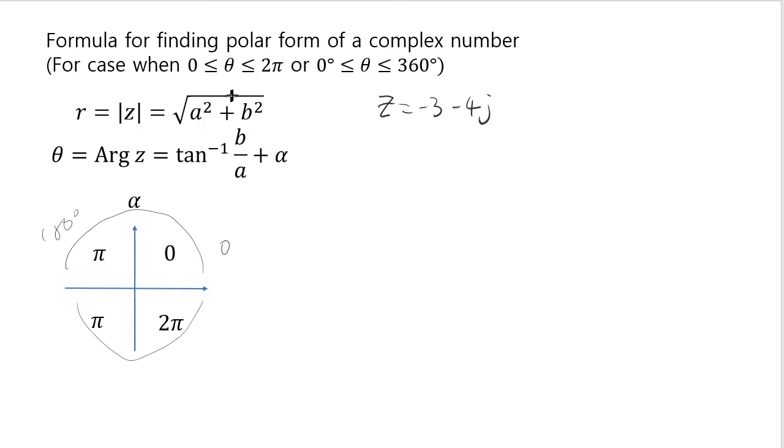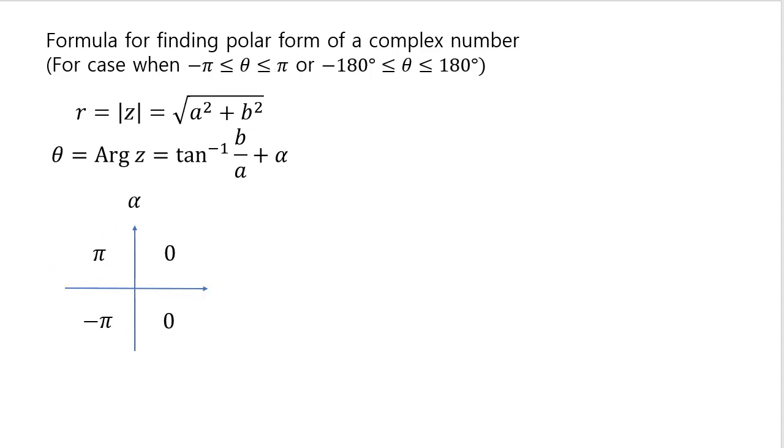So if the question asks you to write it in polar form such that the angle is between 0 to 360 degrees, then instead of subtracting pi, you have to add pi, you have to add 2 pi, and of course, if it's in degree mode, you should be adding 180 degrees, and this should be really 360 degrees.